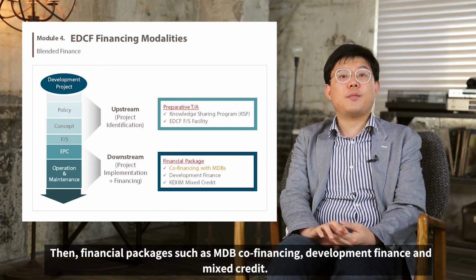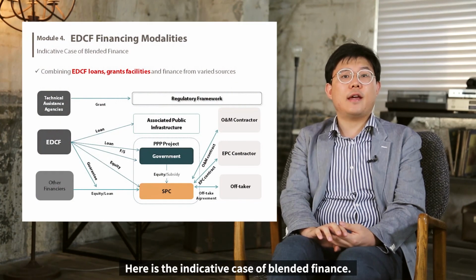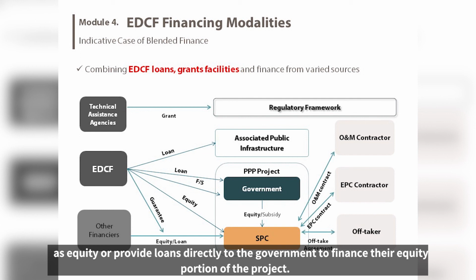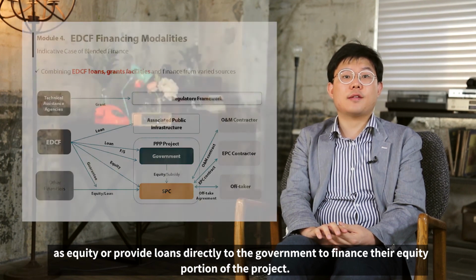Then, financial packages such as MDB co-financing, development finance, and mixed credit. Here is an indicative case of blended finance. EDCF also can finance PPP projects, and the loans could go directly to the SPC as equity or provide loans directly to the government to finance their equity portion of the project.